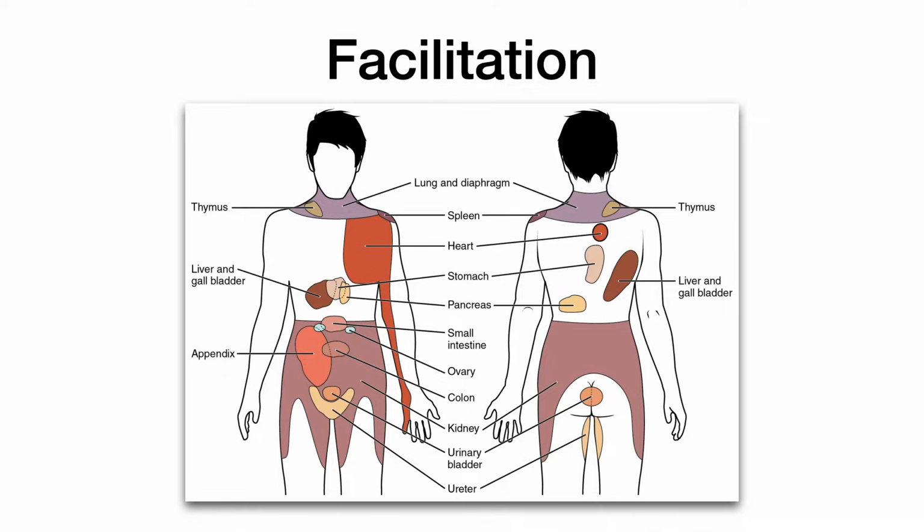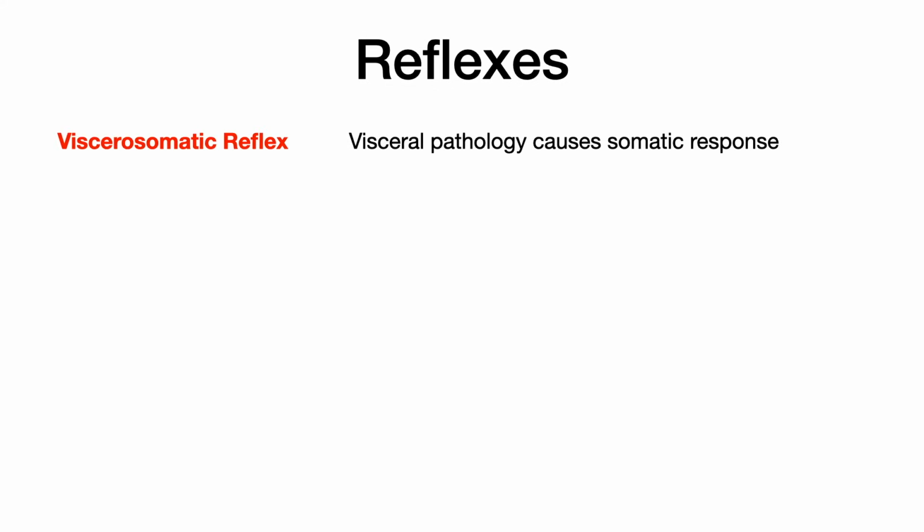Now let's transition our discussion and talk about reflexes. This is beginning the very, very high yield and important part of the video that I alluded to back at the start of this video. The first type of reflex, and there's four that we're going to talk about, but the first one, and clearly, without a doubt, the most important, is the viscerosomatic reflex. A viscerosomatic reflex is when visceral pathology causes a somatic response.